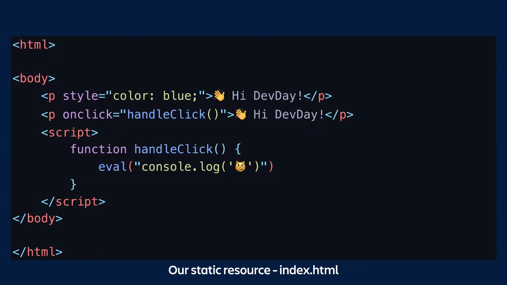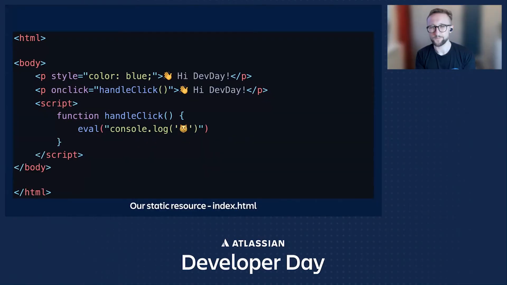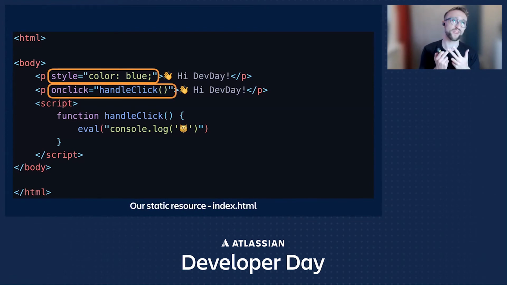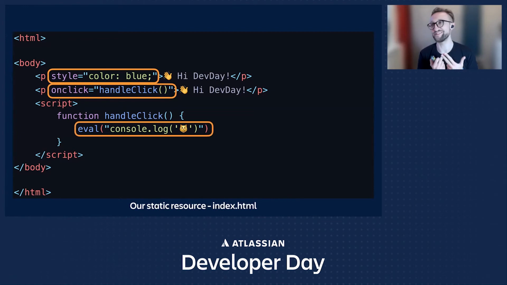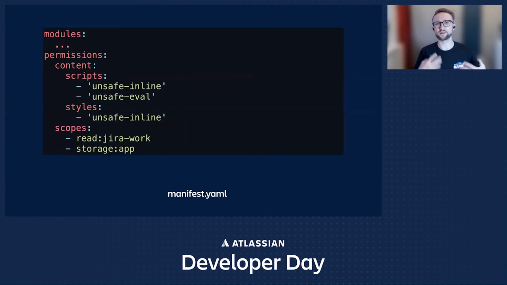I challenge you one more time with this HTML. Also, static resource served as custom UI page. What do we have here? We have the inline styles, we have the inline scripts, and we even have the evil eval. And those are also the points which are pretty sensible, let's call it that way. And how to handle those?